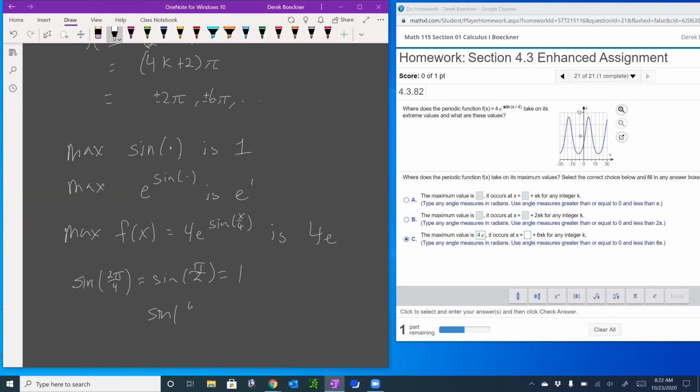Sine of 6 pi over 4, I want that over 4, is the sine of 3 pi over 2. This is -1. So the 2's are good, or at least the positive 2 is good. And then 10 will be good. And then 18 will be good, and something like that, right? So we're going to start out with 2 pi in here.